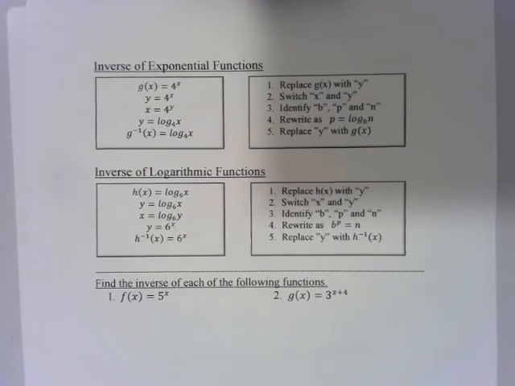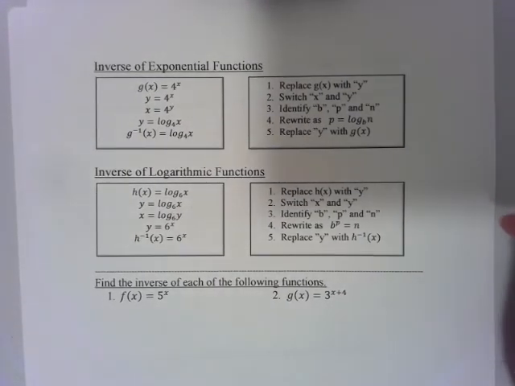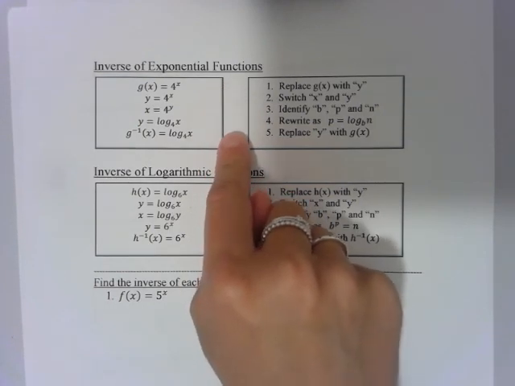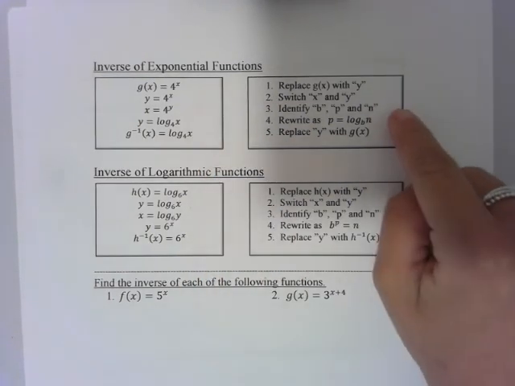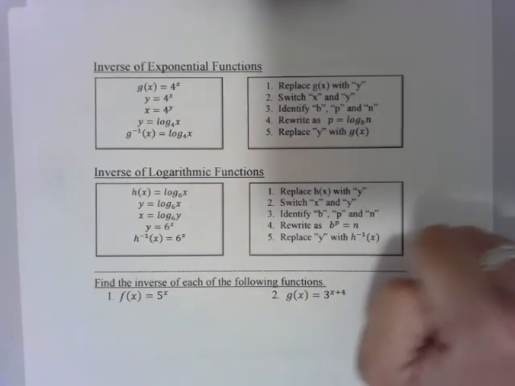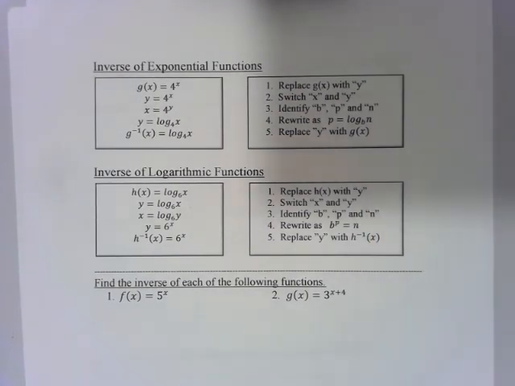Up at the top of the page, we have a few different steps. We have steps of how to find the inverse of exponential functions, and these are the very same as what we've done before. These use the BPN method. You can also think about this in our Bay method.